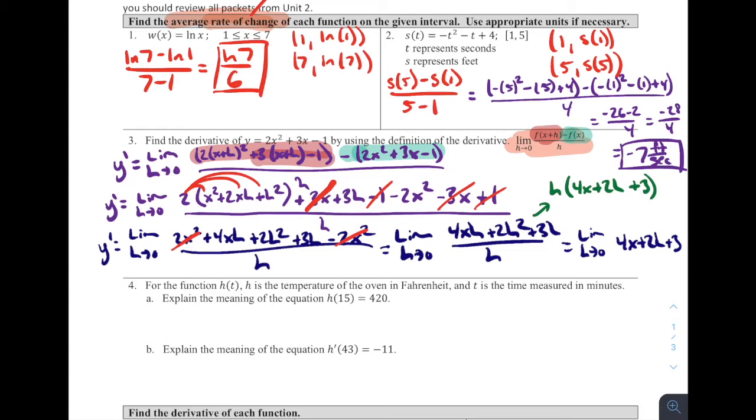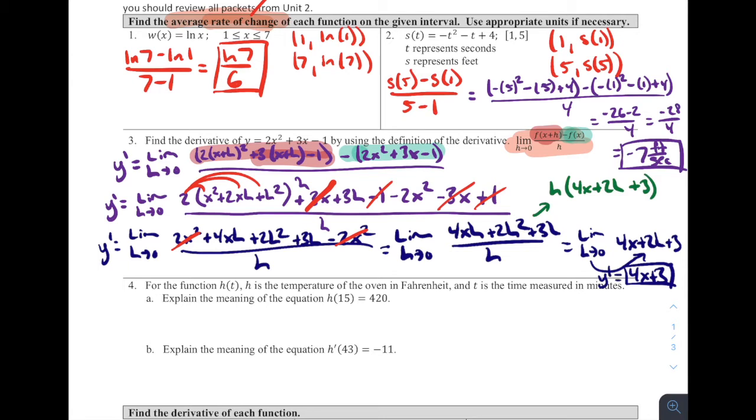Now there's nothing left to cancel, so we're going to do our direct substitution, which means we're going to put 0 in for h in this equation. The 2h is going to go away because that's 2 times 0, and we're just left with 4x plus 3. 4x plus 3 would be our derivative function for problem number 3.